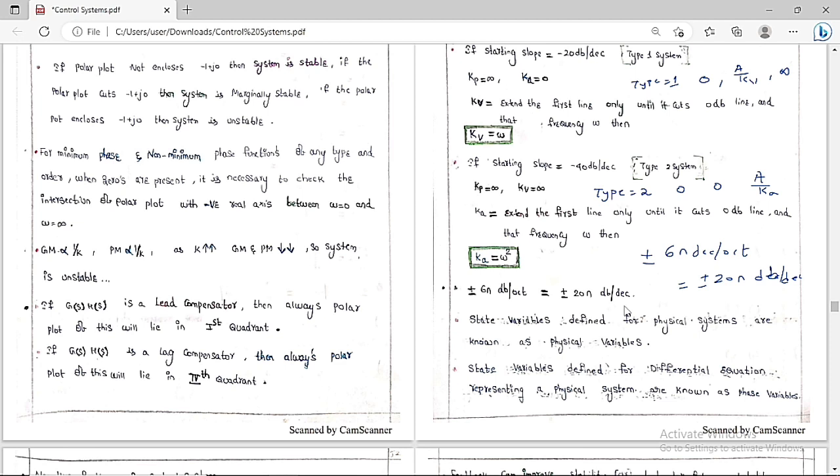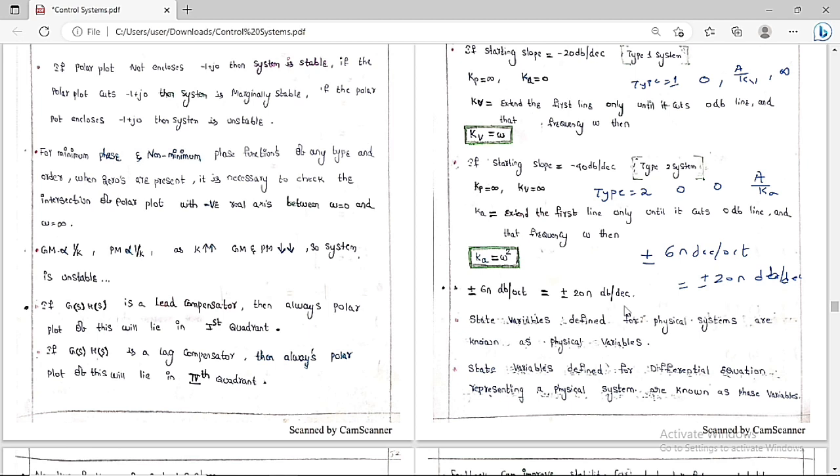So state variables which are defined for the physical systems are known as the physical variables. Whereas the state variables which are defined for the differential equation representing the physical system are known as the phase variables. So listen carefully. In simple words, when the state variables are defined for the physical system, we say they are physical variables. And the state variables which are defined for the differential equation which is going to represent a physical system are called the phase variables.